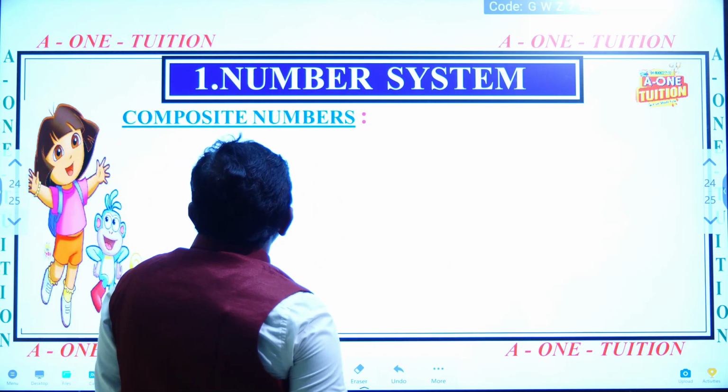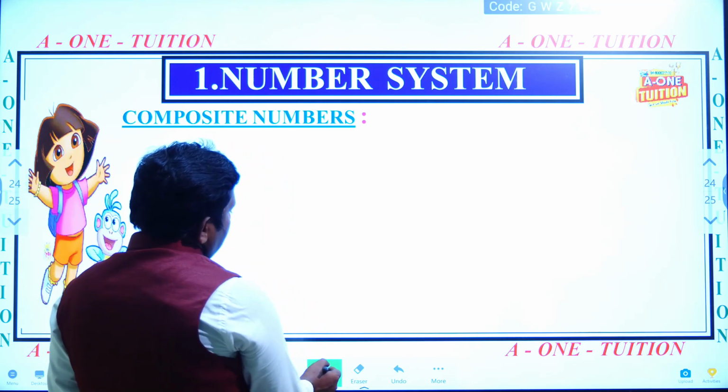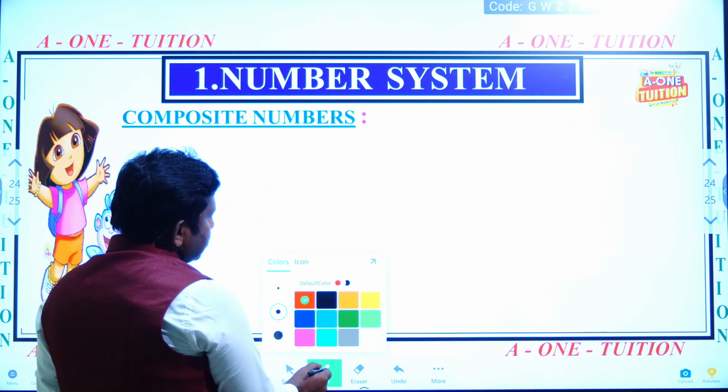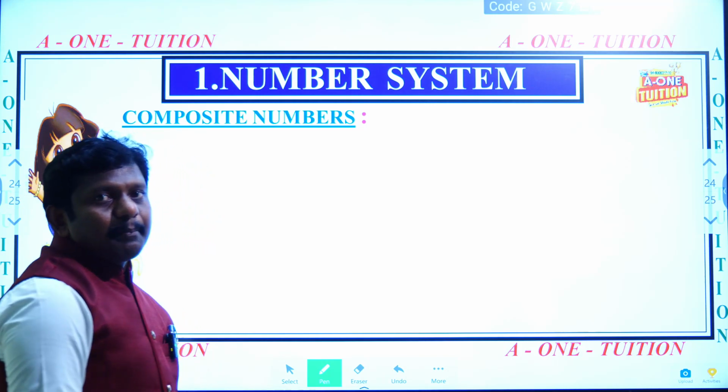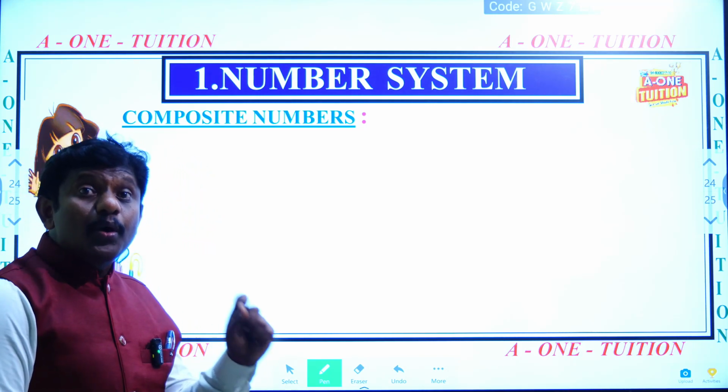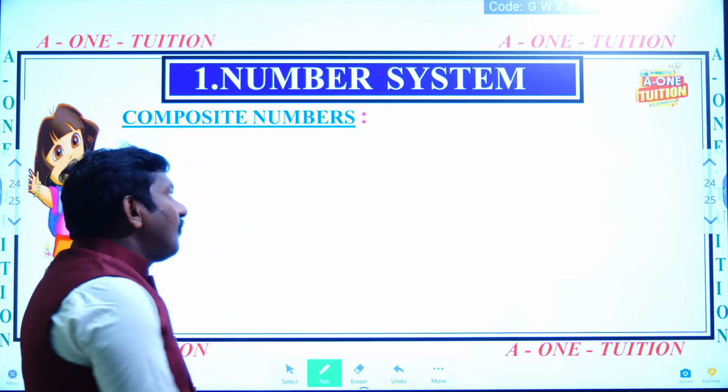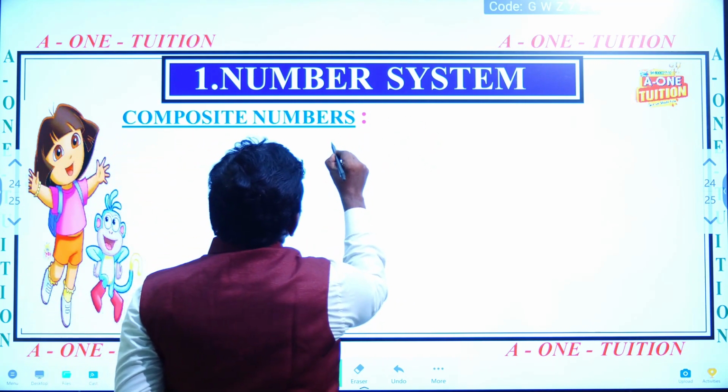Our next topic is composite numbers. Composite: if a number has more than 2 factors, the factors should be more than 2.